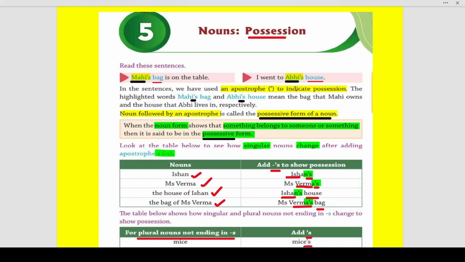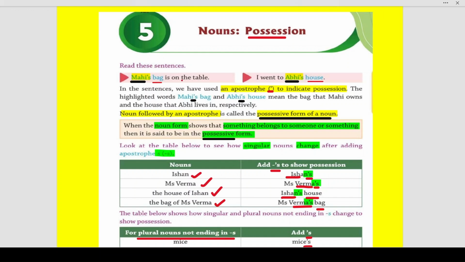Now, how do we show possessive nouns? When we add an apostrophe after the noun, like over here, see, Mahi is the noun. After that, when we use an apostrophe S, it becomes the possessive form of the noun Mahi. When we use an apostrophe S after the noun Abhi, it becomes the possessive form of the noun Abhi. Now, in the sentences, we have used an apostrophe to indicate possession.